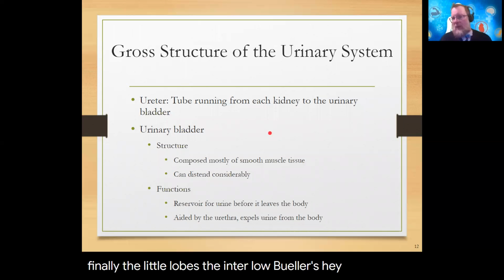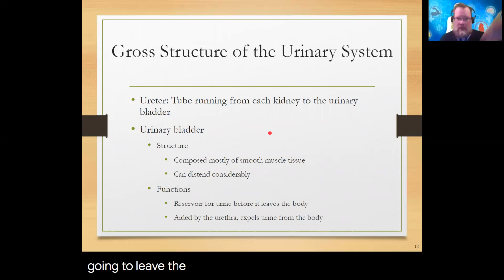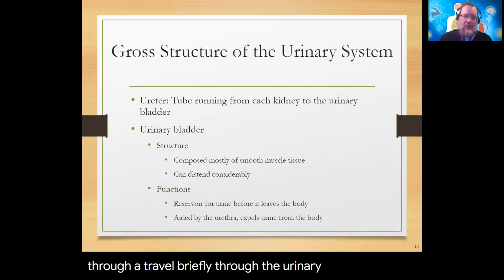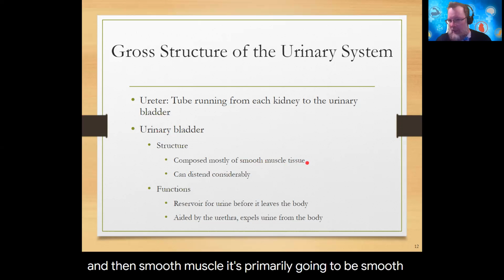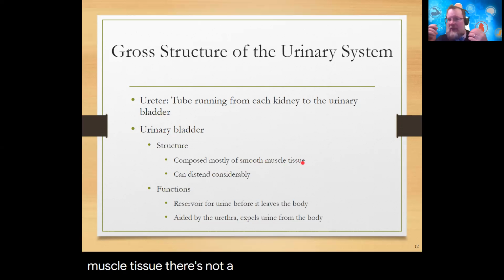Okay. So we're going to leave the kidneys for just a few minutes and travel briefly through the urinary tract. The first section, again, is the ureter, and all of that urine is going to dump into the urinary bladder. And the urinary bladder is going to have epithelium, connective tissue, and then smooth muscle. It's primarily going to be smooth muscle tissue. There's not a lot in the way of epithelium. We do know we have an unusual type of epithelium within the urinary tract, and we call it transitional.